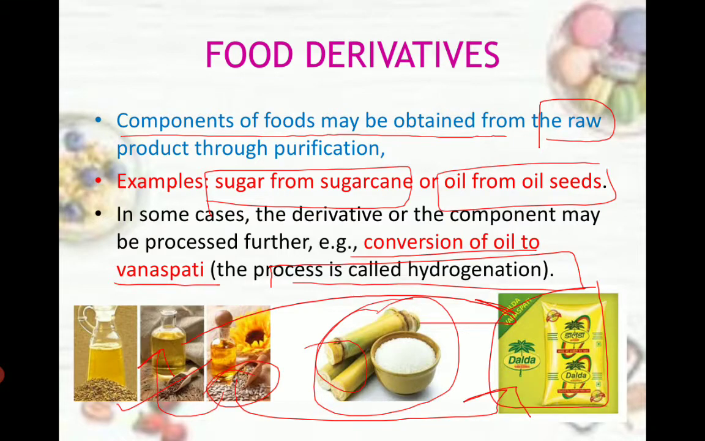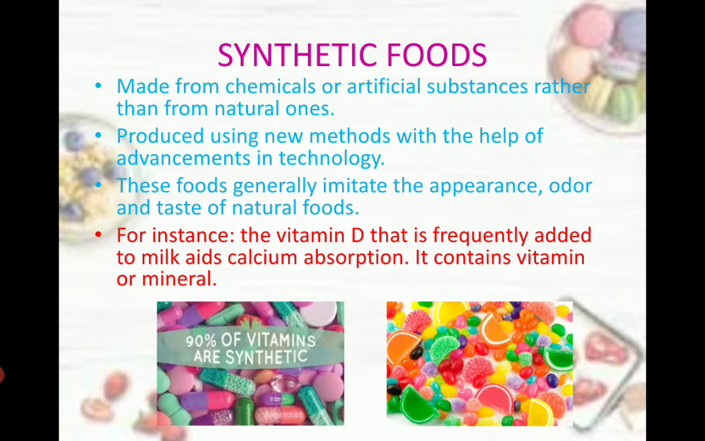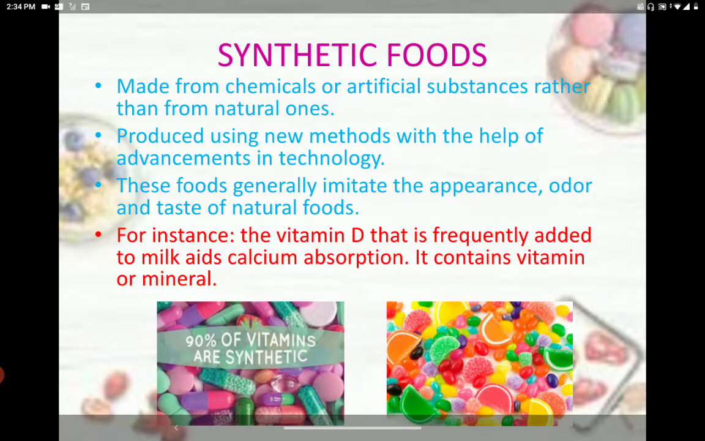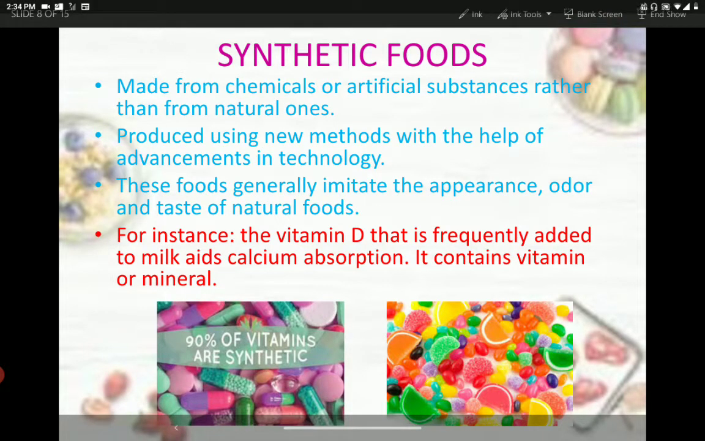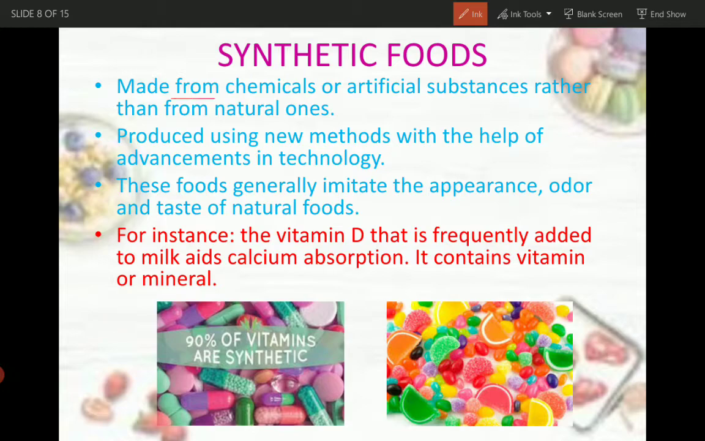Okay. The next is synthetic foods. This is not included in NCERT books very thoroughly. So synthetic foods, these are made from chemicals or artificial substances. Until now we were using raw materials, the real fruits, real vegetables, real agricultural products. But here we are making use of chemicals or artificial substances rather than the natural ones. So it makes use of new techniques and new methods.